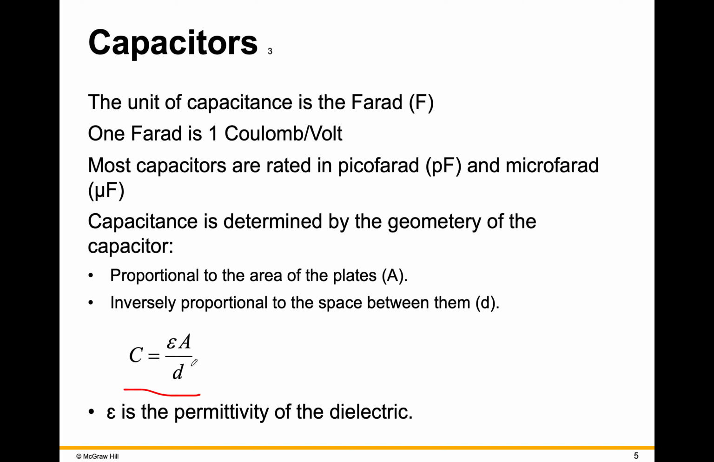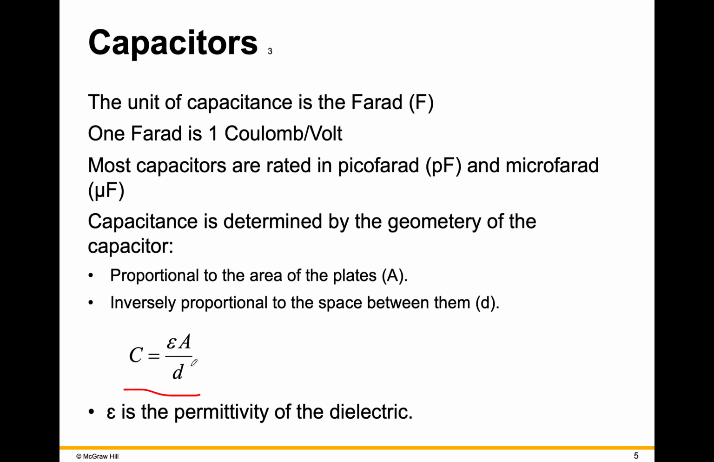One of the current areas of research, particularly in integrated circuits where you build capacitors on a chip, is to look for dielectrics that have permittivities that can be designed, because on a chip you are somewhat limited in both area and separation distance. So really the only parameter that you have to play with is the permittivity. Okay, the unit of capacitance is the farad.